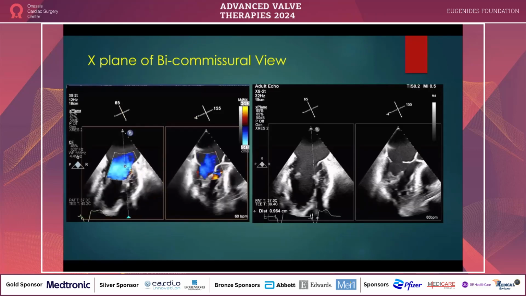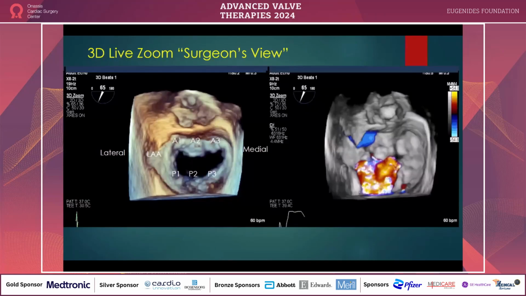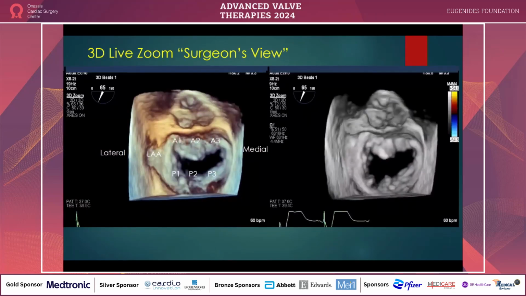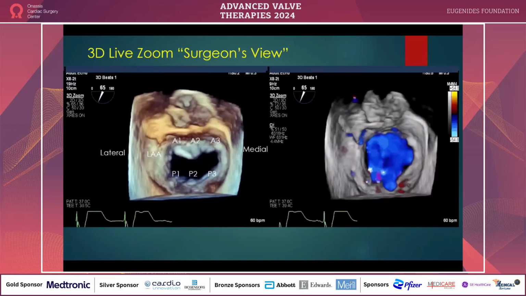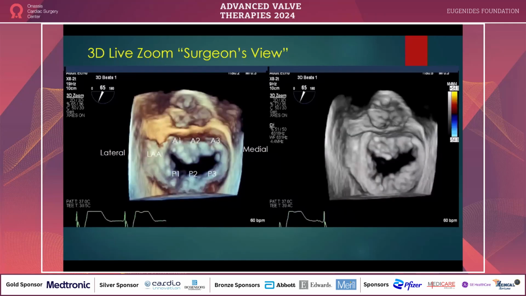So very important to know this and plan this before the procedure so you don't have to deal with it during the procedure. And 3D has made things very easy for us today. It was difficult when we started in the Everest trial. There was no 3D, there was all 2D.